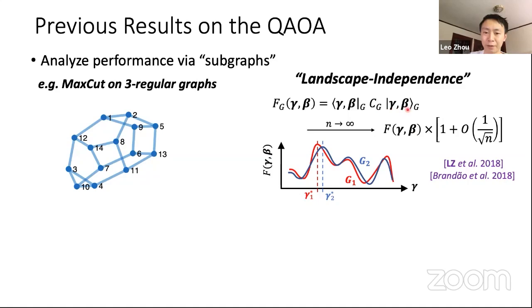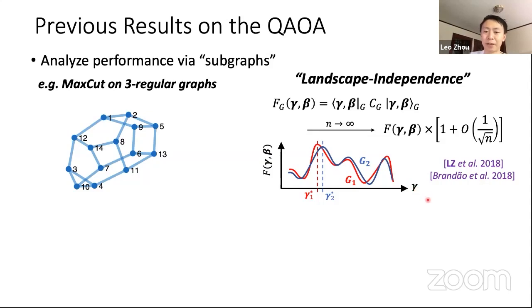this expectation value just depends on subgraph counting, and in a random graph the fraction of different subgraph types will concentrate by the law of large numbers. You can see that this expectation value will concentrate at a value that's independent of the graph, up to some finite size effect. More pictorially, what this means is that if you look at 2 different graphs and look at the expectation value of the cost function, they will look essentially the same in the QAOA parameter space.